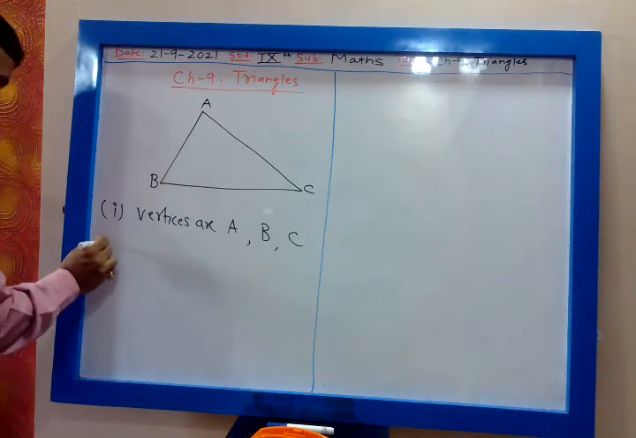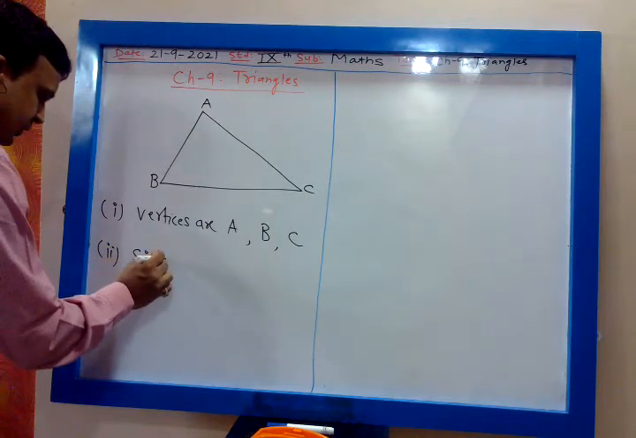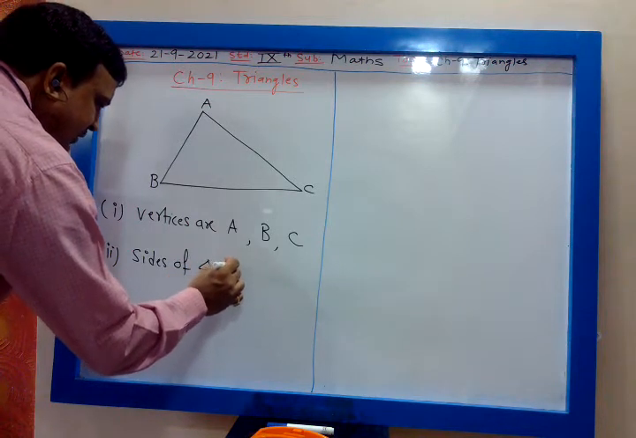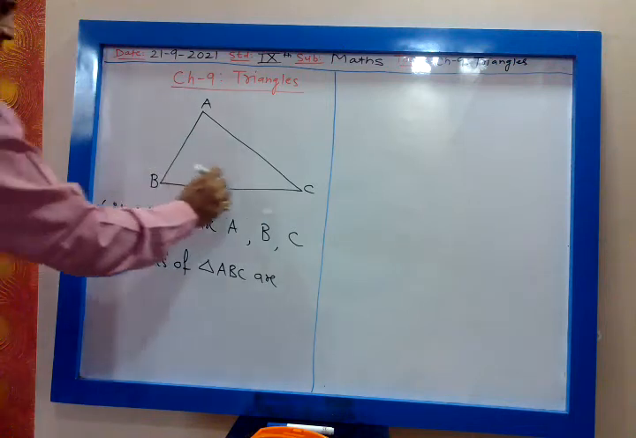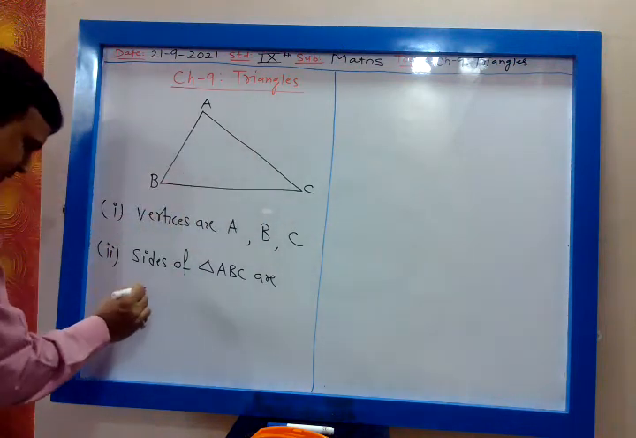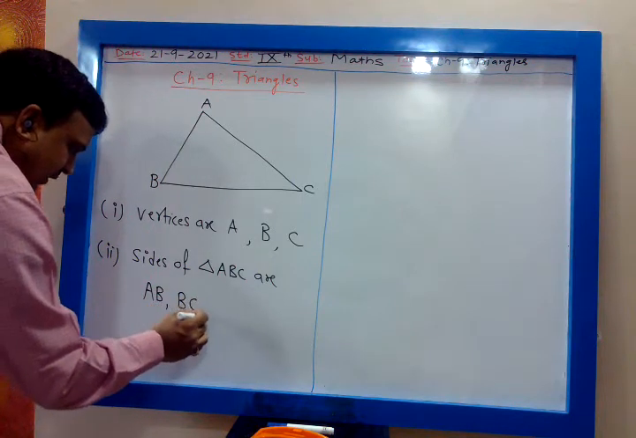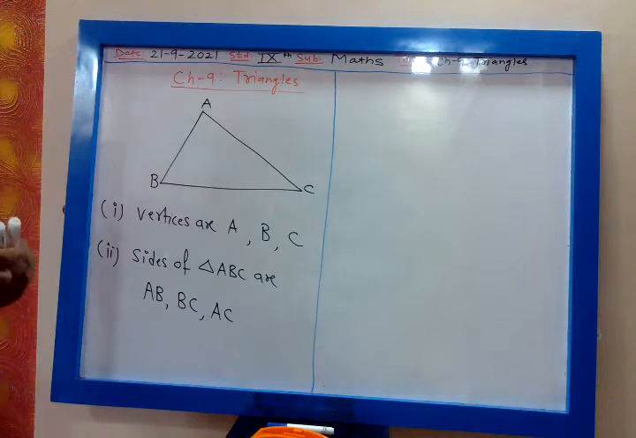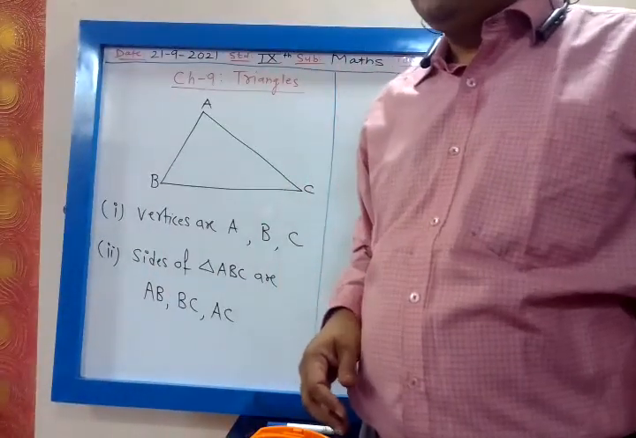Then what are the sides of the triangle? Yes, the sides of triangle ABC are AB, BC and AC. Okay.